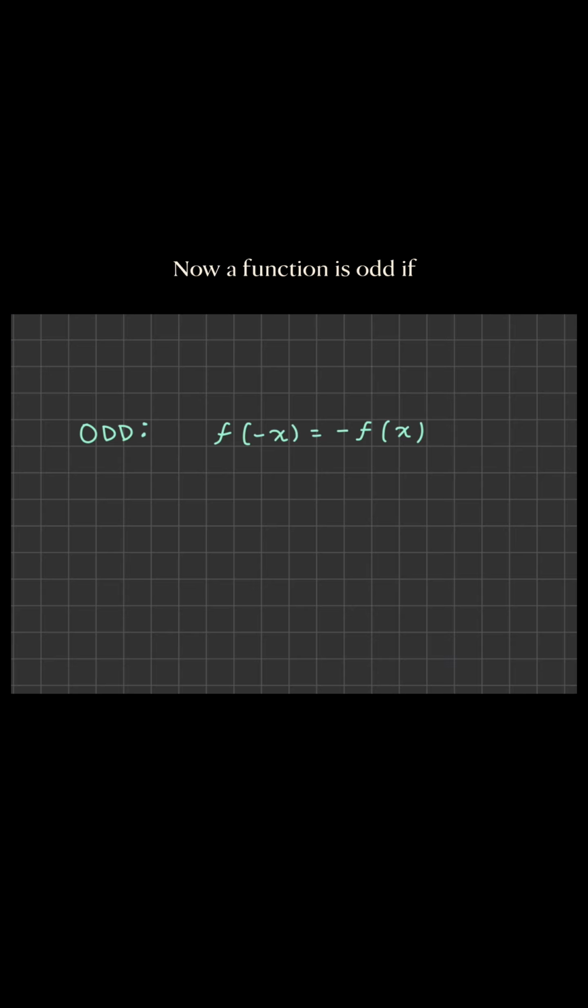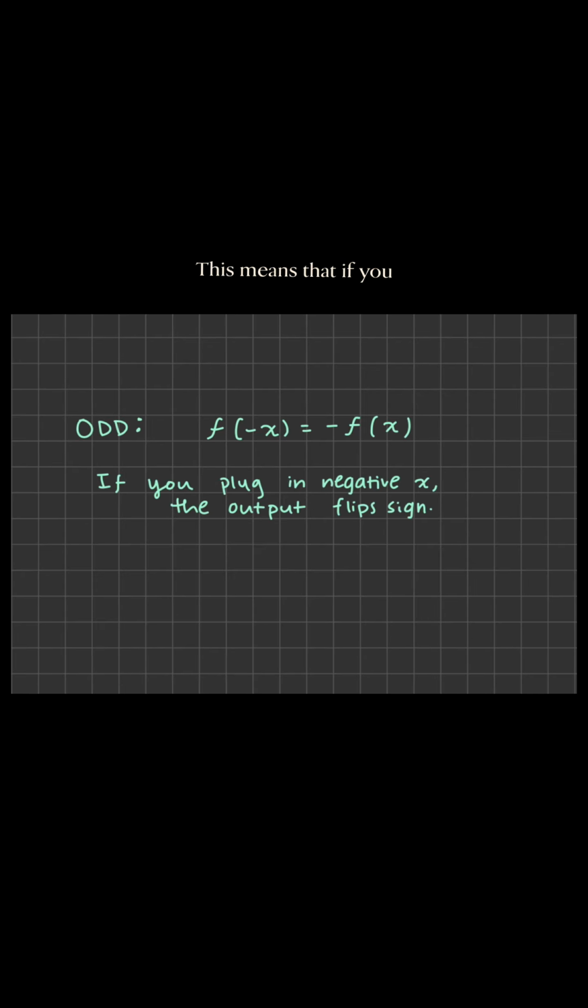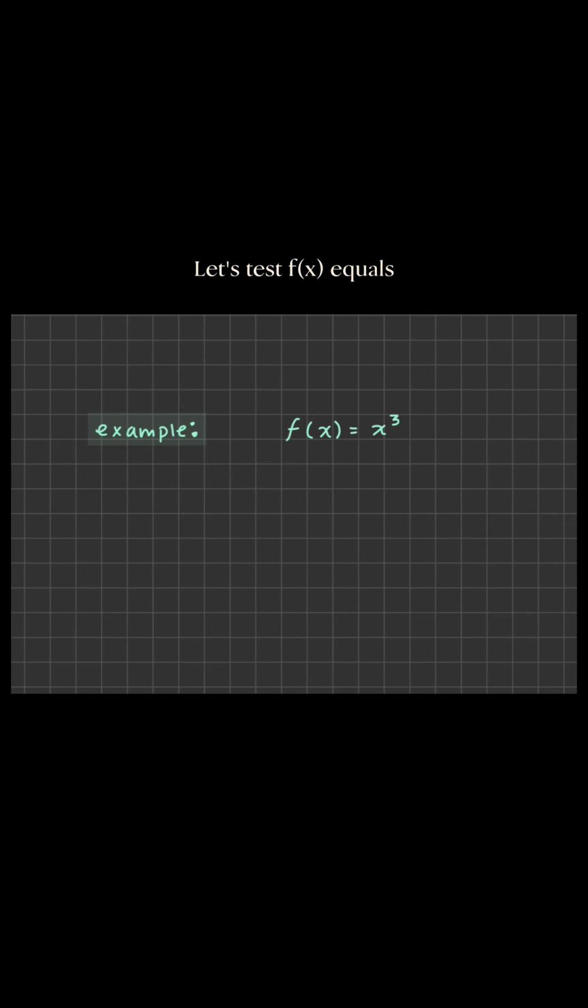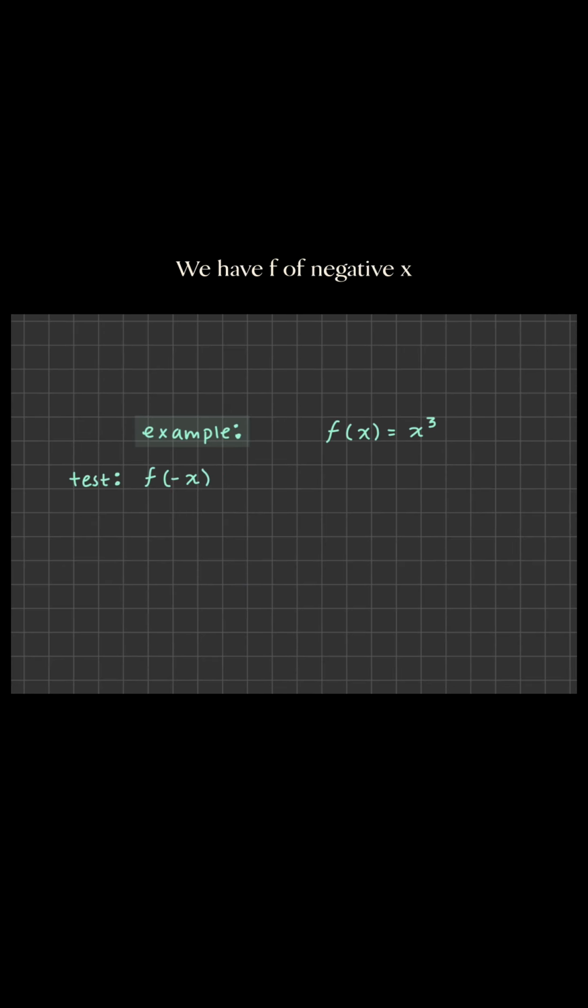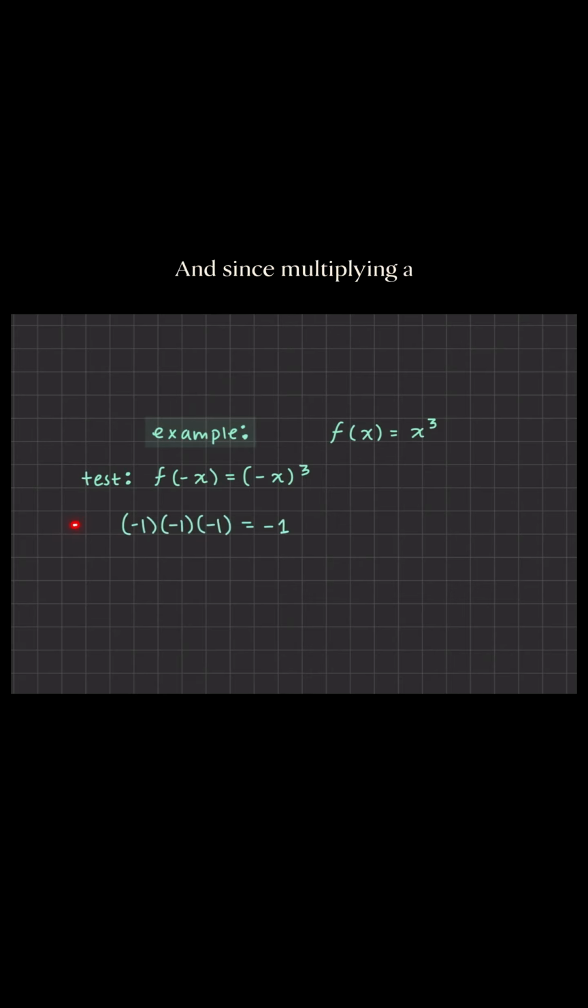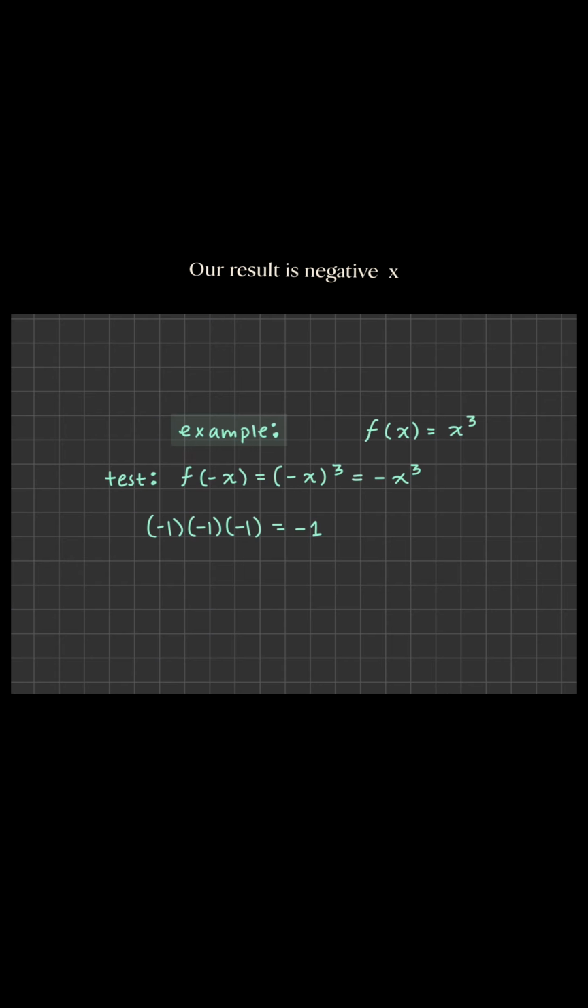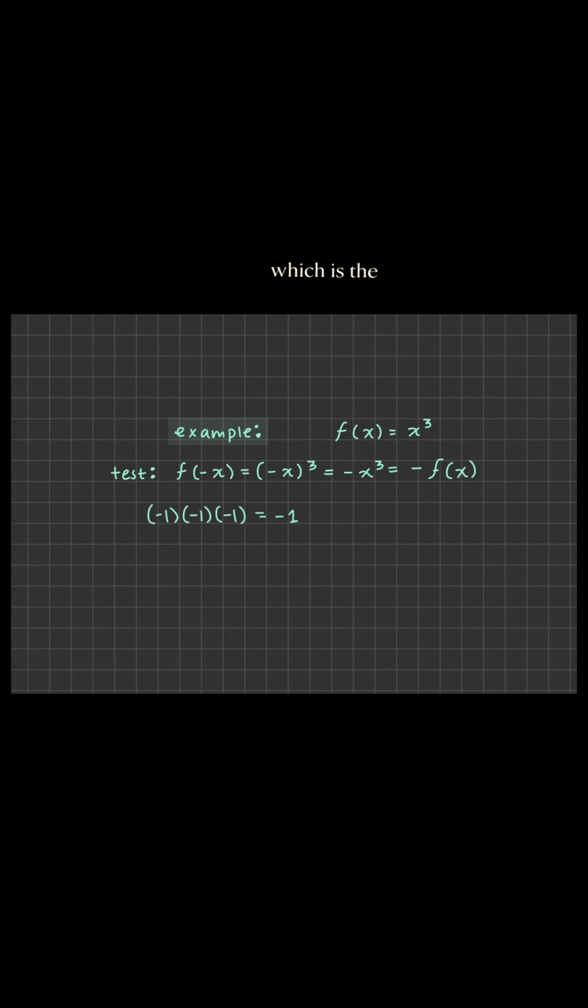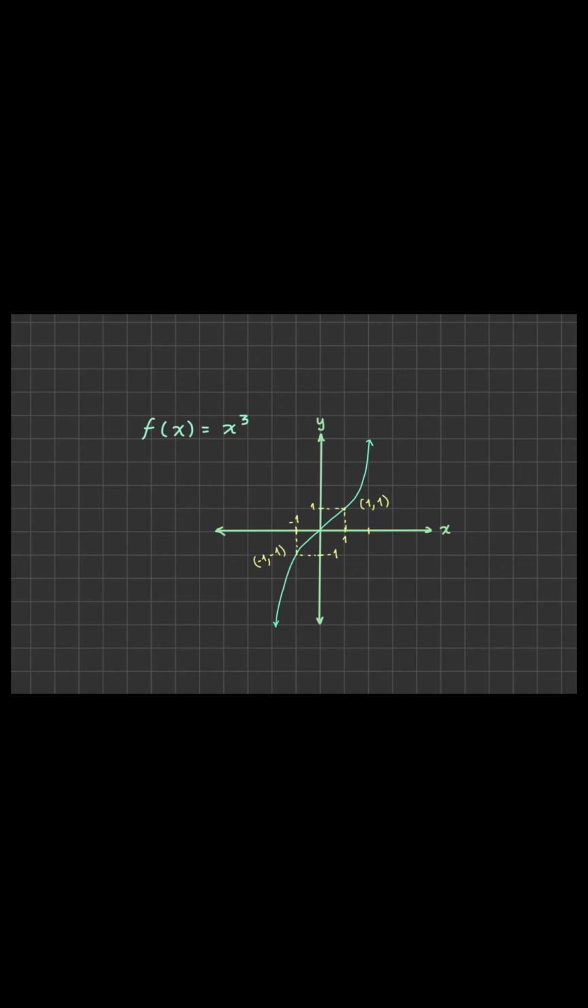Now, a function is odd if f of negative x equals negative f of x. This means that if you plug in negative x, the output flips sign. Let's test f of x equals x cubed. We have f of negative x equals negative x cubed. And since multiplying a negative number 3 times gives a negative, our result is negative x cubed, which is the opposite sign of the original equation, which confirms that the function is odd.